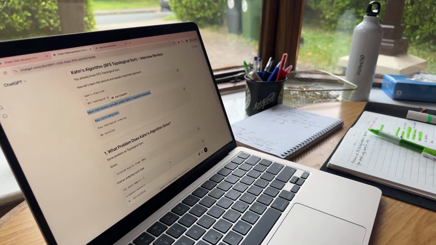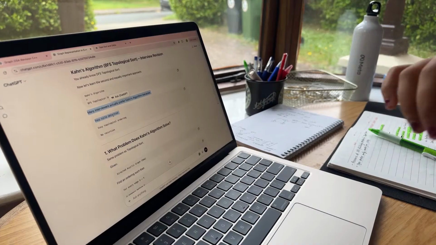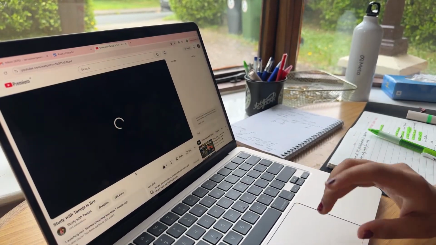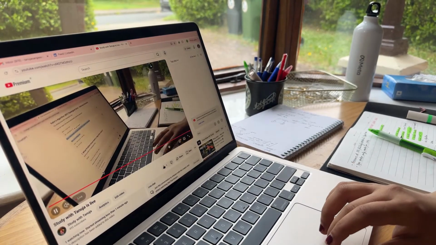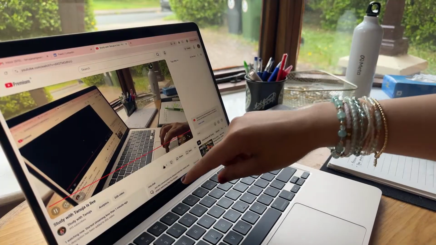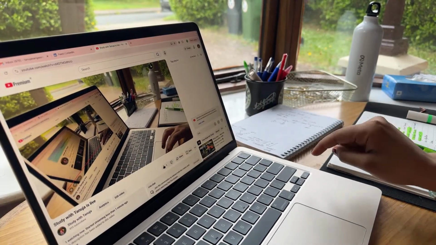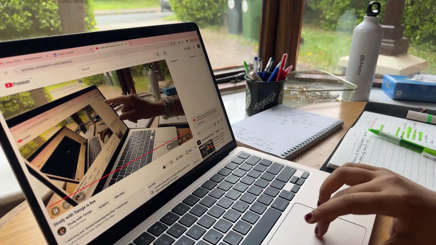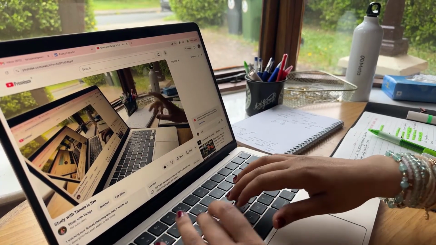What problem does Kahn's algorithm solve? The problem is the same as topological sort. If you have a directed acyclic graph, a DAG, you have to find the correct ordering where for every edge u to v, u comes before v in the order. That is the problem that we want to solve.